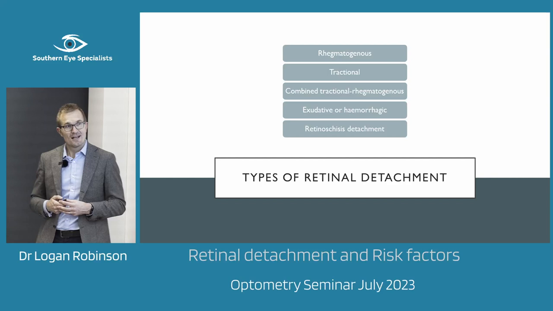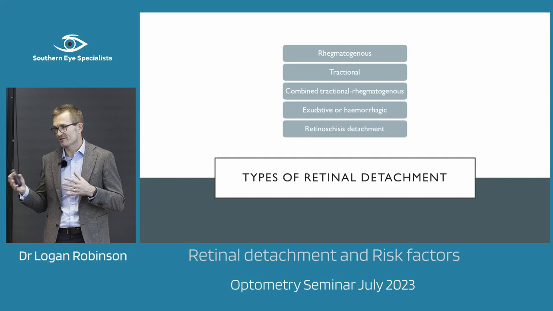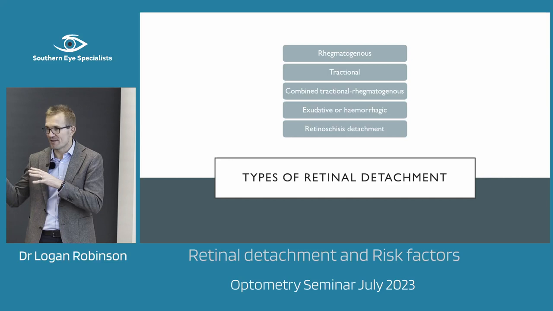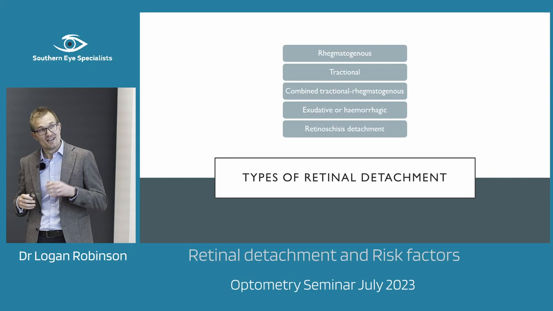So obviously types of retinal detachment, there's a few. We're going to talk about rhegmatogenous, which simply means, rhegma means break, so it's due to a retinal break, but you can get tractional ones as well. That's things like diabetic retinopathy or ROP. You can get a combination of the two. And then strange things like exudative or hemorrhagic, and then there's retinoschisis ones too. But we're just going to talk about rhegmatogenous today, and that's the most common one that you'd be seeing anyway.